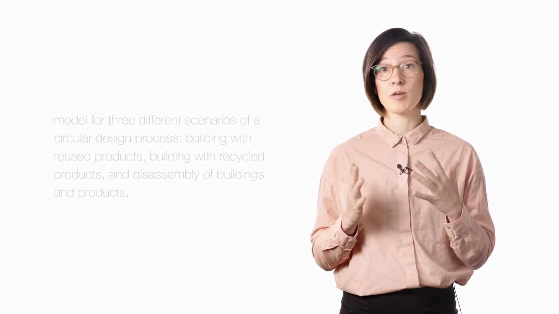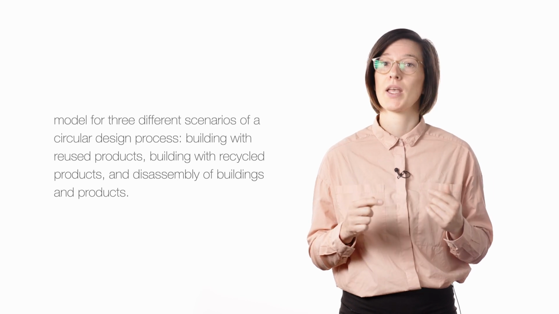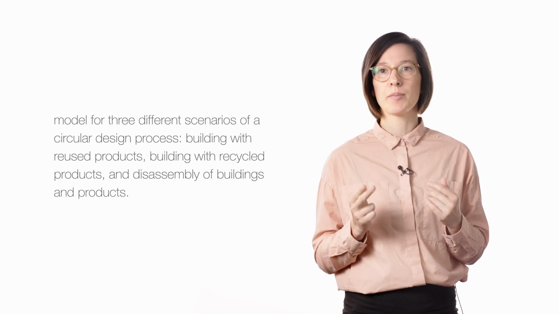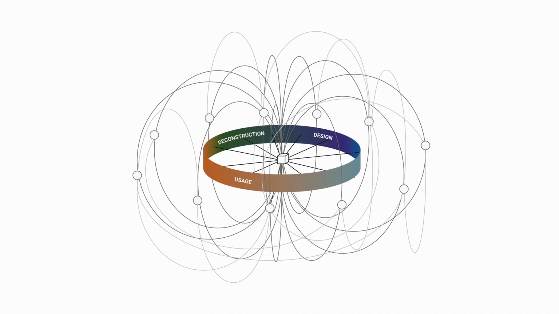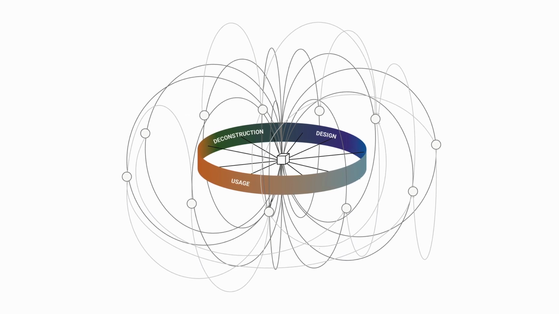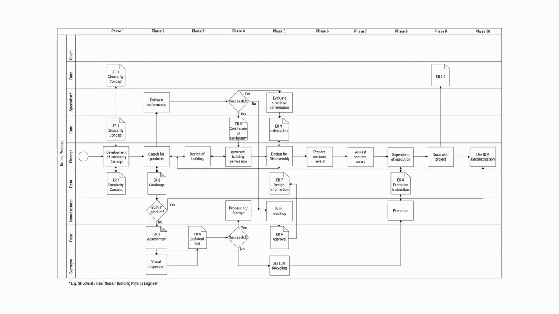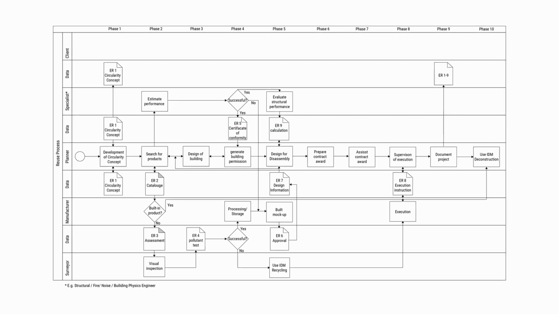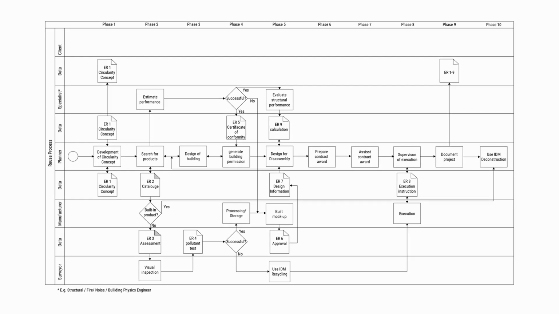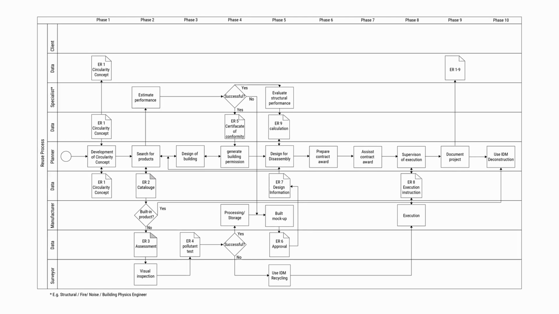Based on this, I developed a model for 3 different scenarios of a circular design process: building with reused products, building with recycled products, and disassembly of buildings and products. All relevant information and design tasks that follow circularity principles are implemented within this model. The model is based on IDM, which is developed by the Building Smart organization that also develops norms, standards, and technologies for BIM application. So the model is compatible with digital tools such as BIM.